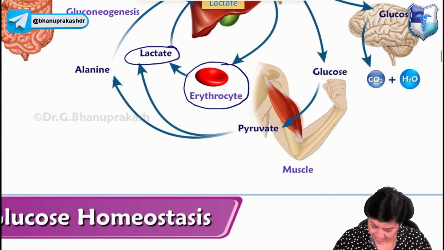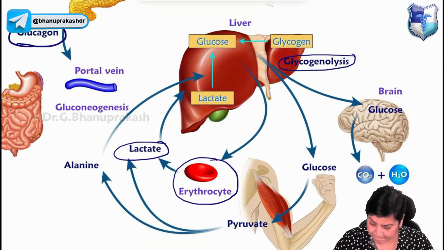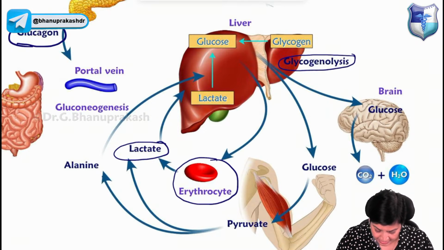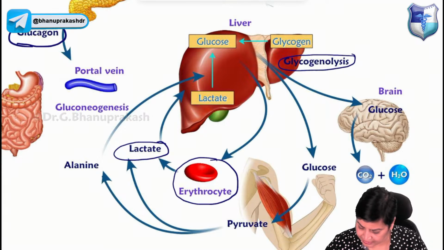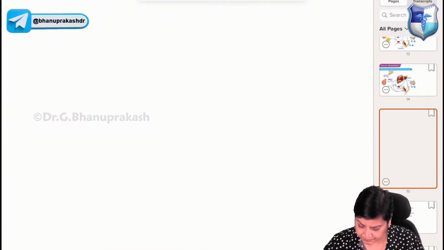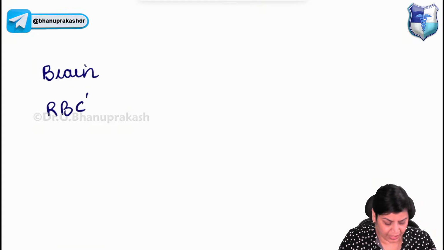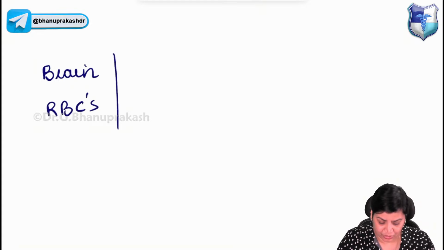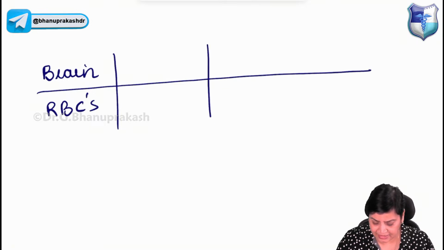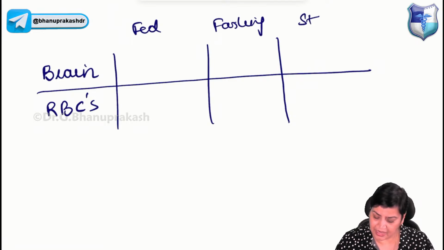I'll just write, see, brain is there. I'll just compare these two. Yes, because RBCs lack mitochondria, correct. I'll just discuss these two, then later on we will discuss others. This is the fed state. This is the fasting state. And this is starvation.